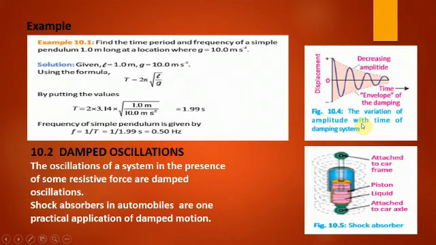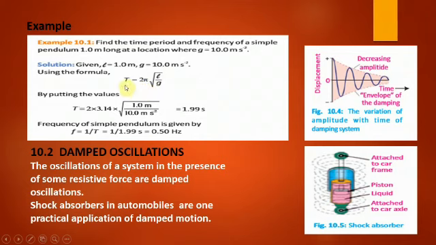Now students, let's solve an example. Example says find the time period and frequency of a simple pendulum. हमने time period find करना है और frequency find करनी है. Of a simple pendulum of 1 meter length, and the value of g is 10 meter per second square. You know formula अभी आपने पढ़ा. Length is 1 meter, g is 10 meter per second square.